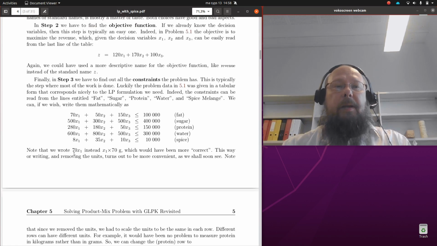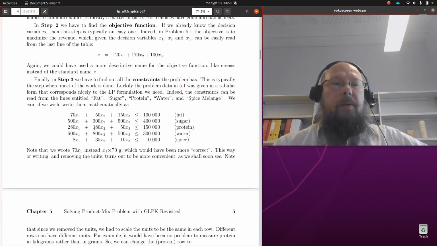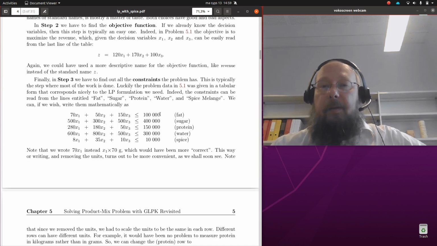Okay, we have written 70 times x1 instead of x1 times 70 grams, which is of course the same thing. It's typical to write so that the numbers are first and the variables are afterwards. So this is what I explained. Note here that it's not 100, it's 100,000. The point is that on this side we measure with grams, so we should measure with the same unit on the other side also. So it was 100 kilograms, which is of course the same as 100,000 grams.